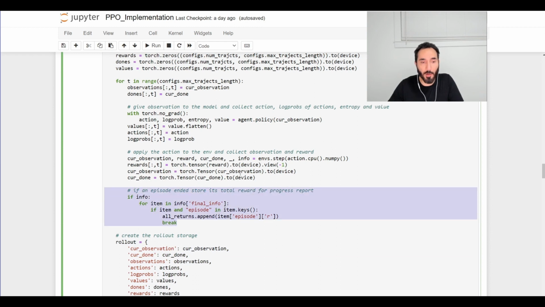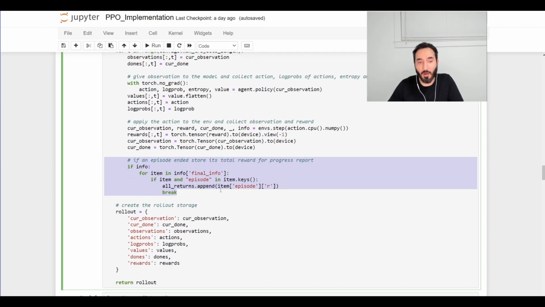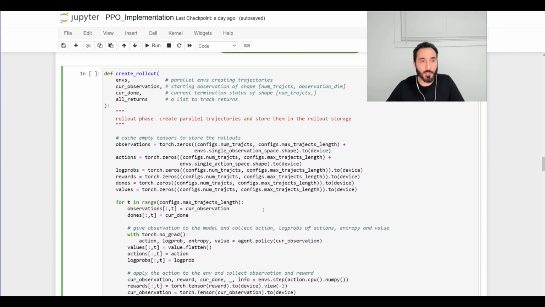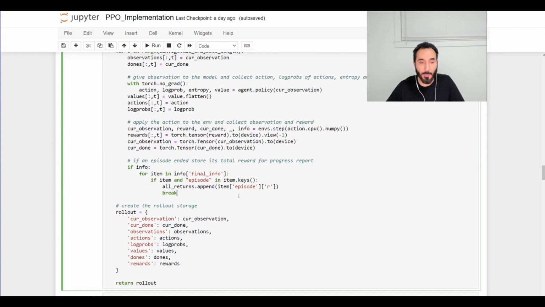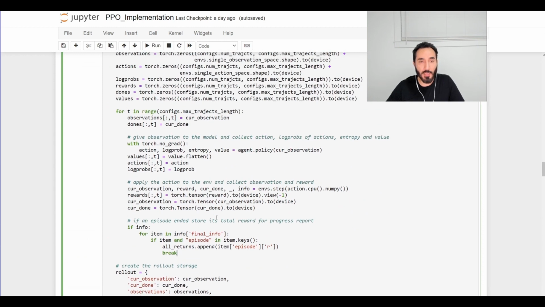This specific part here is just to keep track of the return along each of the trajectories. So if a trajectory terminates, we look at the total reward that we collected over that trajectory. So yeah, that's the rollout creation. But in addition to the rollout creation, this part is very common in reinforcement learning.